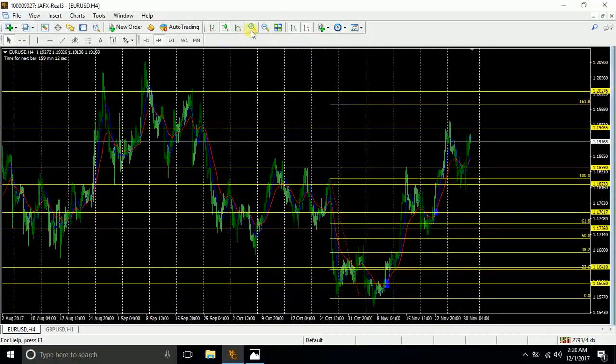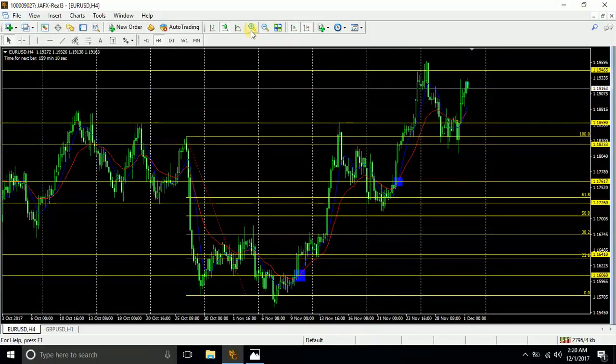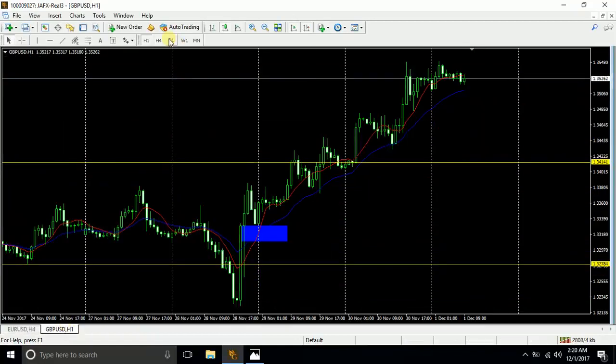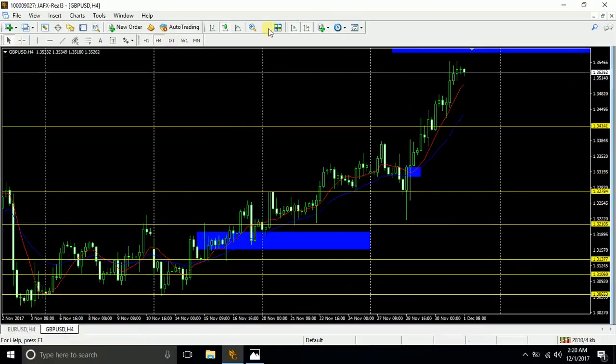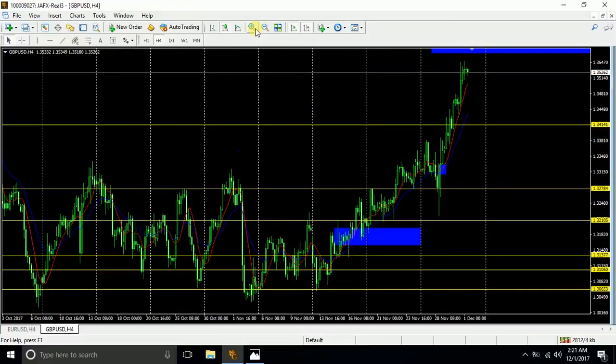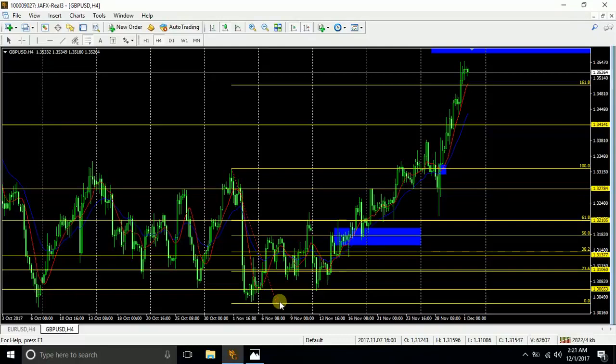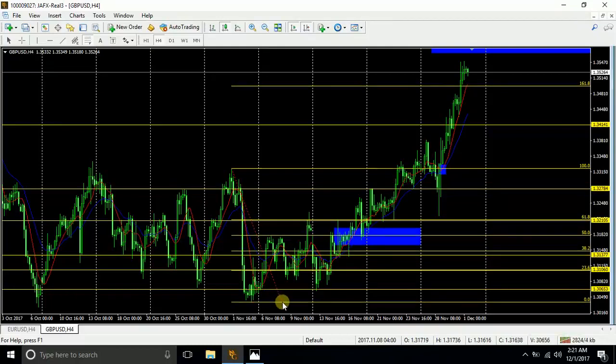Zoomed all the way out. It's 1, 2. 2 clicks on the zoom in. All right. And let's do the same thing that I just did with the Fibonacci on the euro. We'll do it on the pound. 4-hour. Zoom all the way out. 1, 2. Most recent rally. If we look at this chart, where do you see the rally? Here. Fibonacci, that swing high to that swing low.